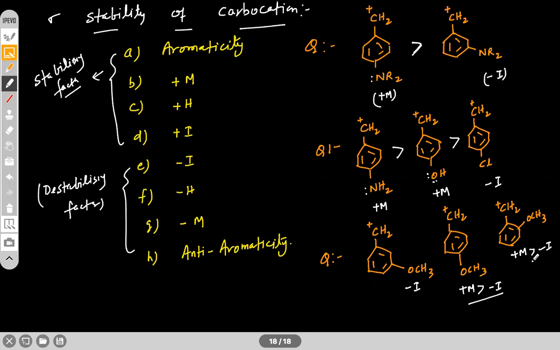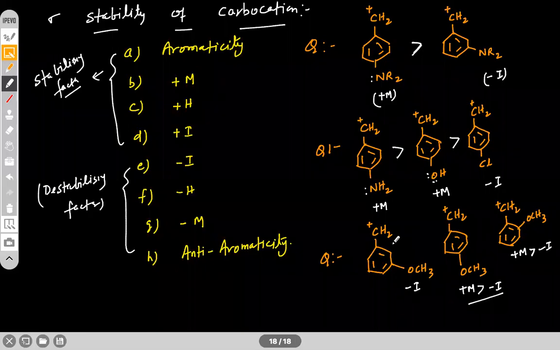Why I have written here plus M and minus I, I'll let you understand this. Wait. First of all, minus I will destabilize this carbocation, so this one will be the least stable. Now in these two, you see both show plus M effect, right? Hence we cannot find out the stability of these two carbocations with respect to plus M. Both show plus M.